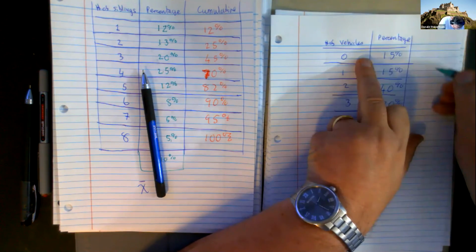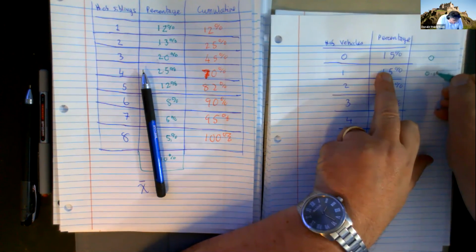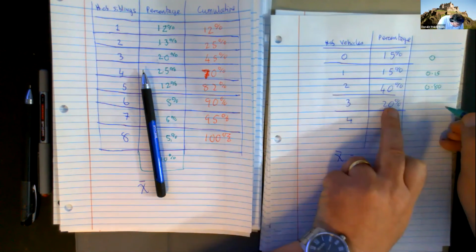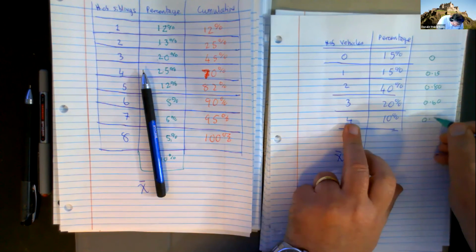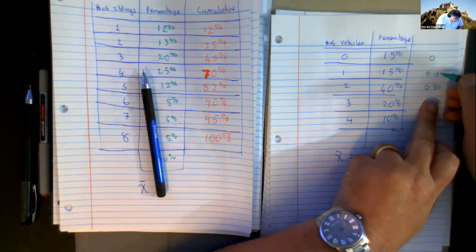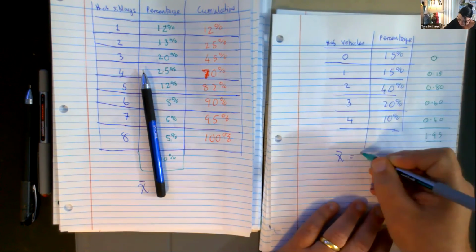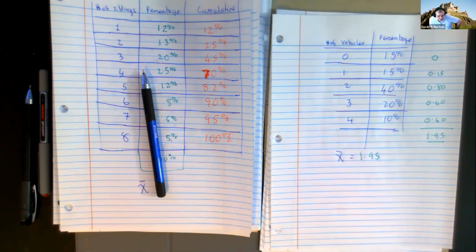Now, the way you get it is 15% of 0, 15% of 1, 40% of 2, 20% of 3, and 10% of 4. You add that up and you get 1.95. Oh, so that's 80. Okay, so I have to type. Does that make sense in how I calculated the mean from this table?